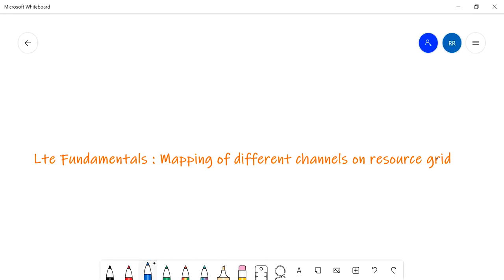Today I am going to discuss and show you the mapping of different channels on the resource grid. There are different kinds of channels: PDSCH, PUCCH, PDCCH, reference signals and all. So how are those channels mapped on the resource grid? I'm going to tell you that. Let's see.